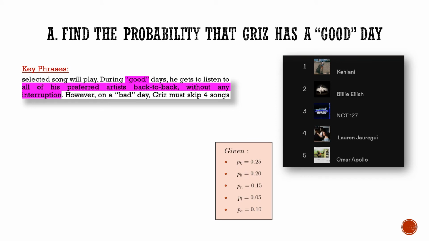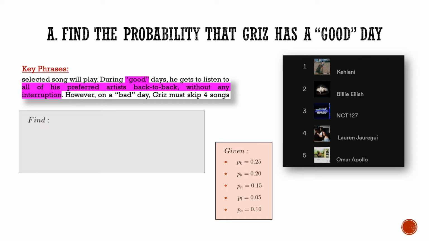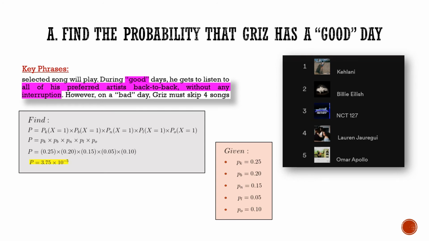Since Gris successfully gets a song from each of his preferred artists in a single try, then all the x is equal to 1. This means that it's just p sub k times p sub b times p sub n times p sub l times p sub o. Next, we just substitute the previously calculated values into their respective notations. We plug it into the calculator and we finally get an answer of 3.75 times 10 to the power of minus 5.